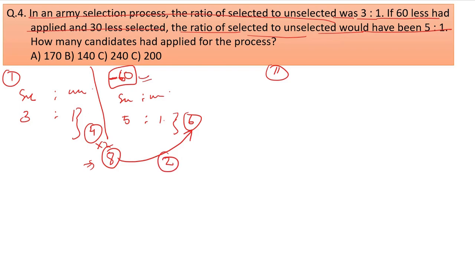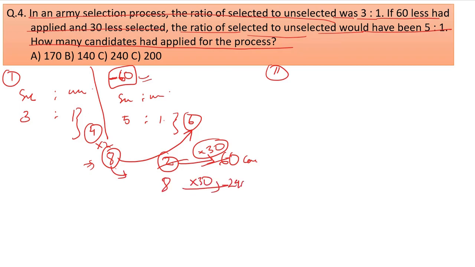In the question we are given that 60 less had applied, so these 2 units will be 60 candidates. That means 1 unit is 30. The question asks how many candidates had applied for the process. The total is 8 units, that is 8 times 30, which is 240 candidates actually applied for the job. That is option C.